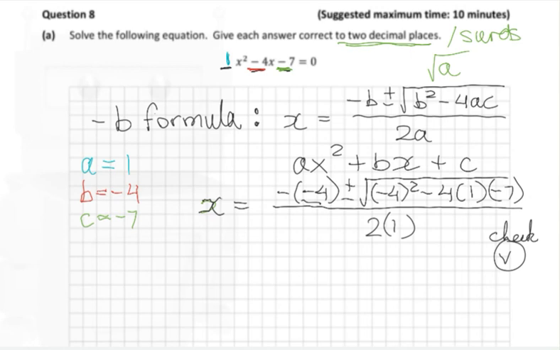We can do it all in one go, but I'm just going to do it out in stages here. So it's going to be 4 outside here, plus or minus, let's see what's in the square root. It has to be positive. If we don't put the brackets around the minus 4 squared, we may end up with problems there and get an error. So we get 16. So in the square root, we're going to get 44.